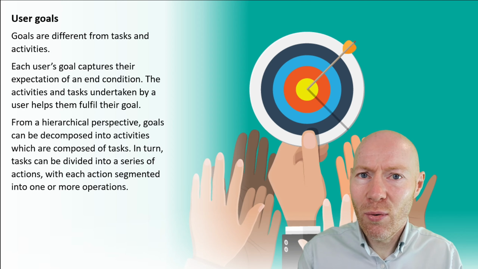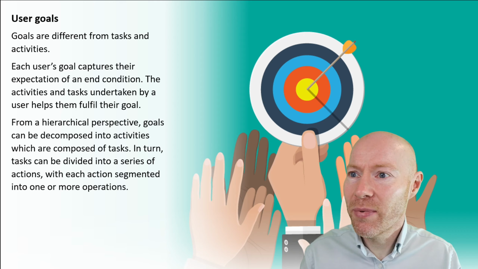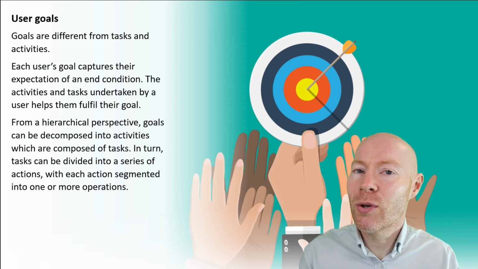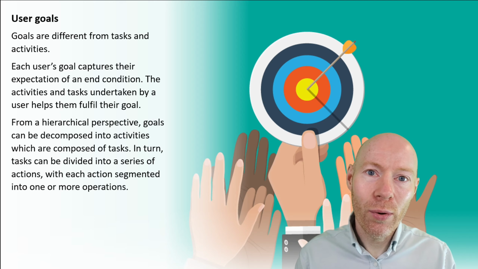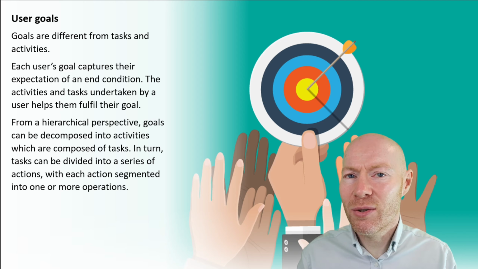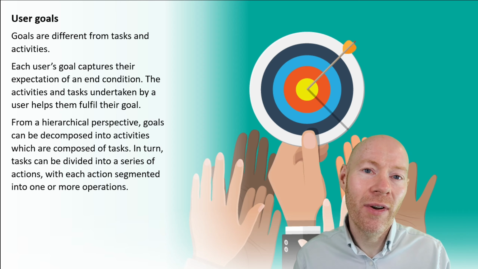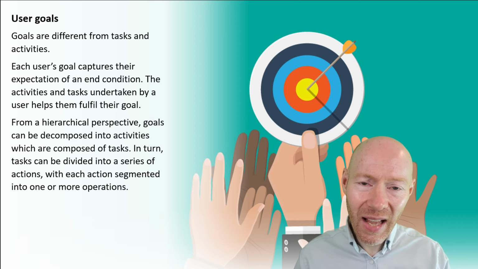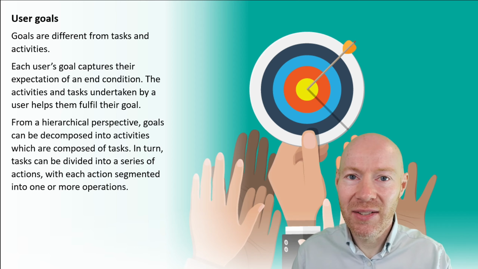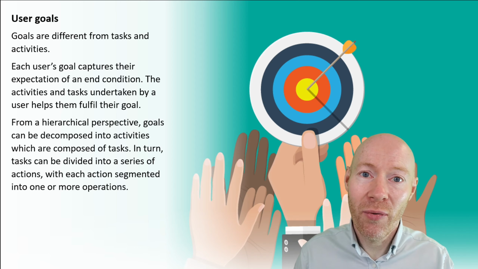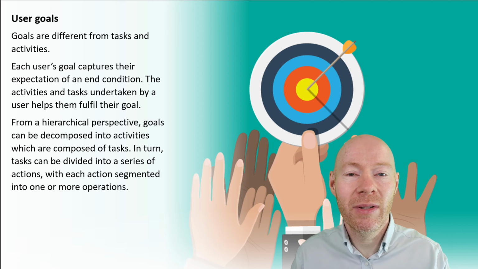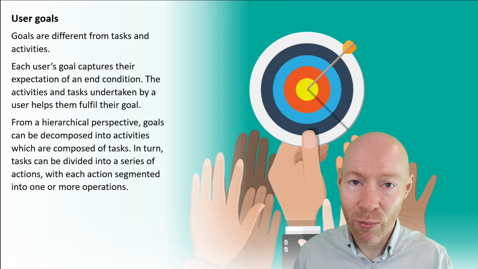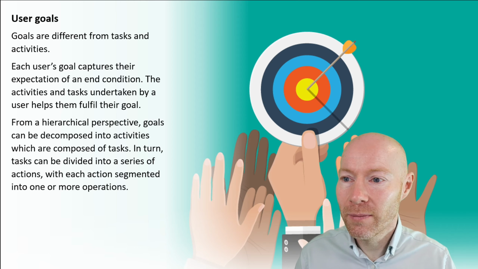By user goals, we're talking about something that is different than tasks and activities. They're more what the user does. A goal captures a user's expectation of an endpoint, where they want to get to, what they want to achieve. And the activities and various things that the user does when they're interacting with software are simply ways of helping the user fulfill their goals. They're things that bring them towards and help them realize their overall goal.